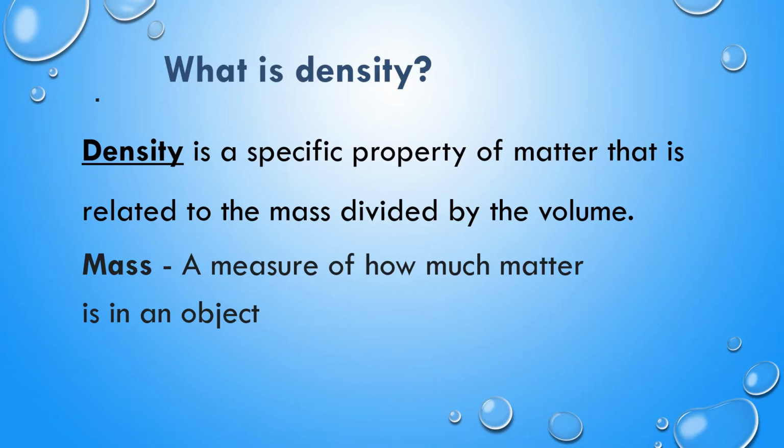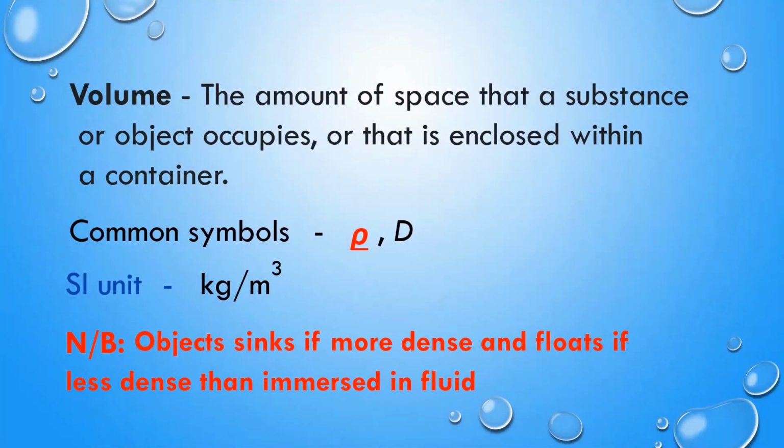We ask ourselves, what is density? Density is a specific property of matter that is related to mass divided by volume. Mass is a measure of how much matter is in an object. And volume is the amount of space that a substance or object occupies, or that is enclosed within a container.